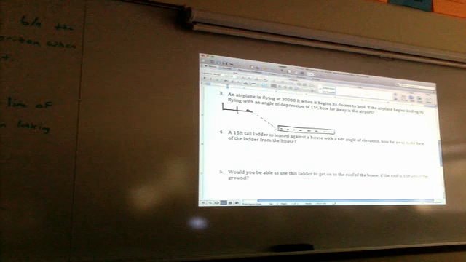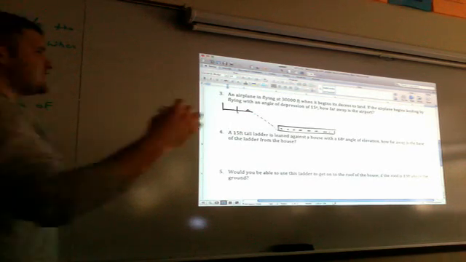The blue line is my line of sight, right? Now, the angle of depression is made. The angle of depression, is it made with a vertical or a horizontal? Horizontal. Okay.